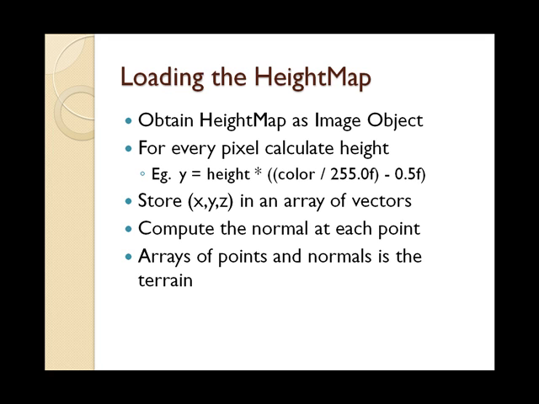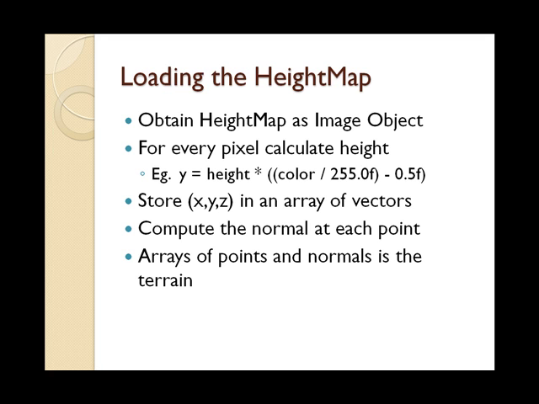So for every pixel I essentially calculate the color and divide that by 255, since 255 is the maximum intensity that a pixel in an image could have, subtracted by 0.5, and this sort of normalizes the entire y coordinate so that things are not too high or not too low, and they're pretty smooth. The height scale that I'm multiplying this entire equation with denotes how high you want the highest point to be and how low you want the lowest point to be.